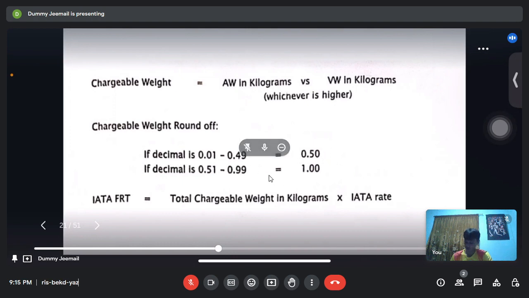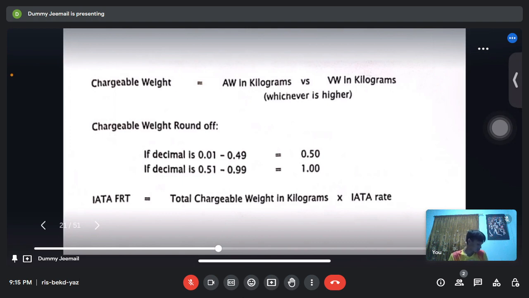So again, this applies to the volume weight, not the actual weight, when the volume weight has a decimal. For example, if our volume weight is 366.53, it is 51 to 99, so we round it off to 1. Instead of 366.53, it becomes 367. So that's it.